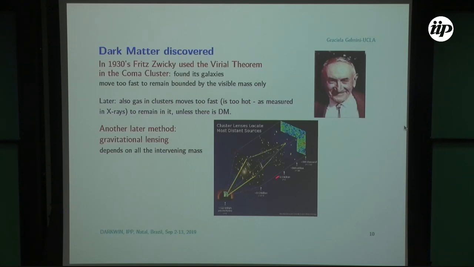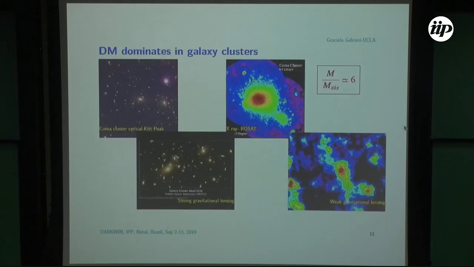Another method to see the total mass of a cluster is gravitational lensing. All this data put together, the galaxies, the visible, strong and weak gravitational lensing, and X-ray measurements, tells you that in clusters there is about six times more mass than the visible mass. The visible mass is the mass in all the stars, gas, dust, things that you can see absorb or emit light.